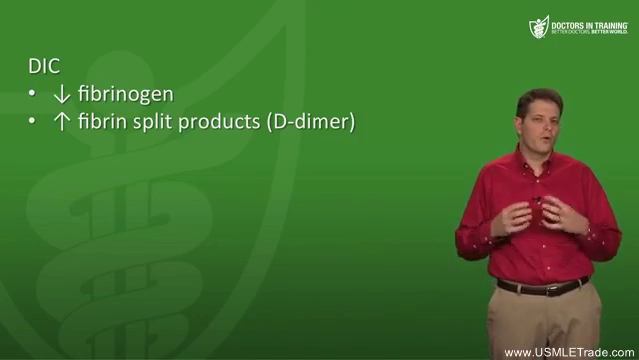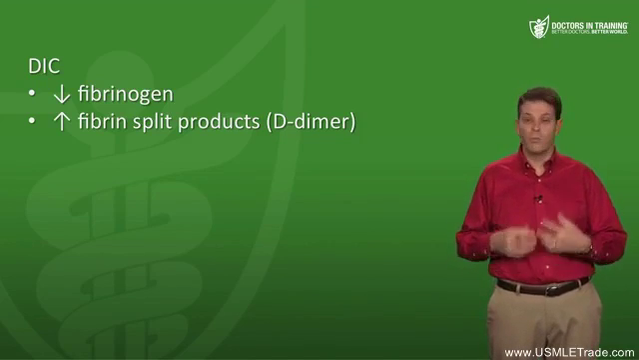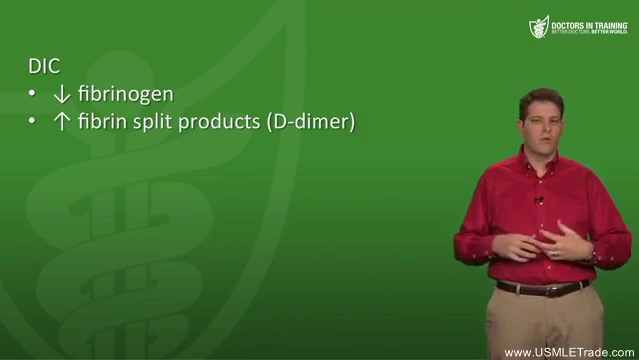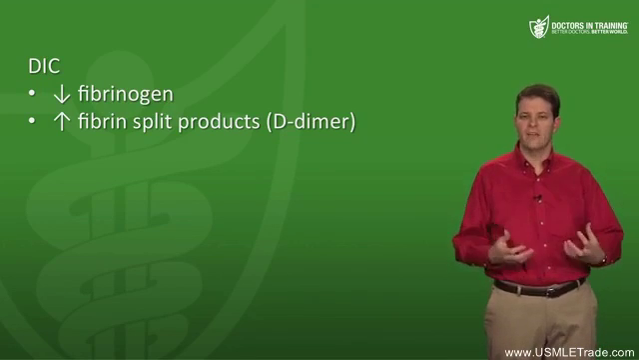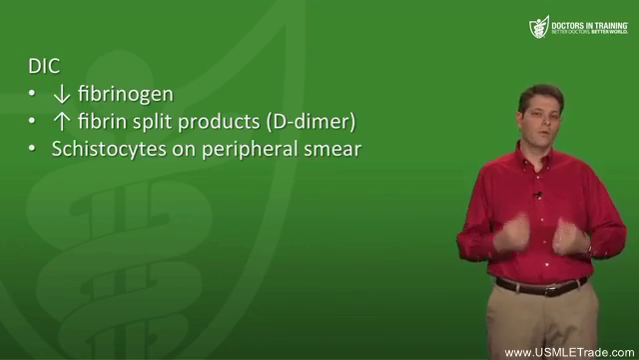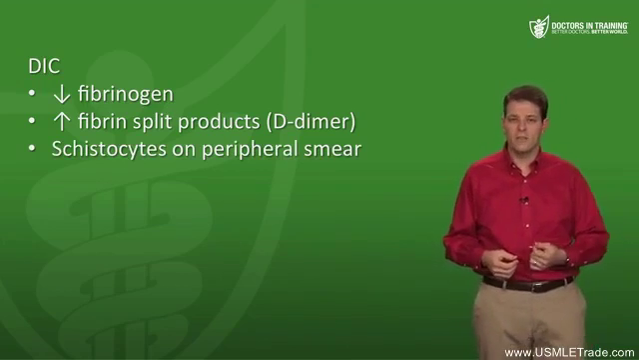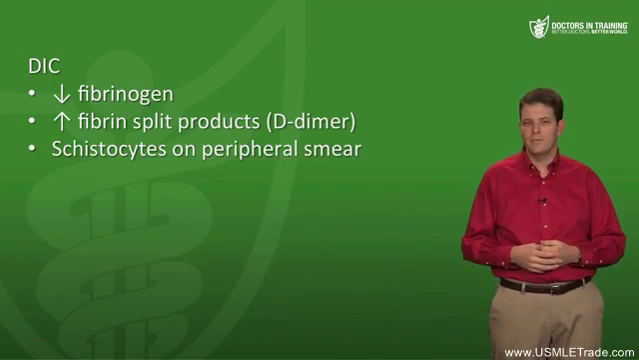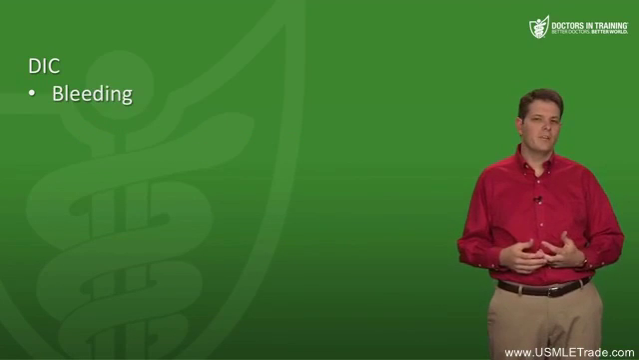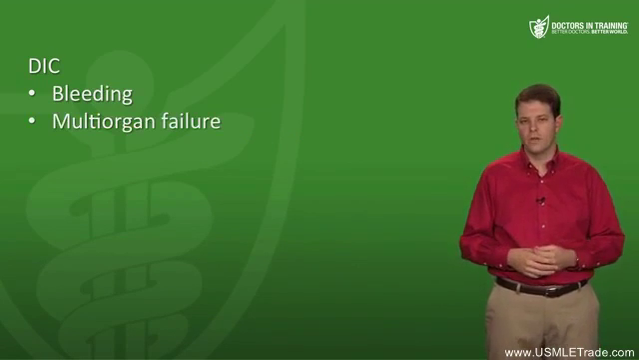D-dimers or fibrin split products are protein fragments that are left over when you break down fibrin. So your body's having to break down all those widespread clots, and that's going to cause an elevated D-dimer. And then on peripheral smear, you might see schistocytes from that microangiopathic hemolytic anemia. And then you should know clinically DIC can present with bleeding, obviously, and also multi-organ failure.